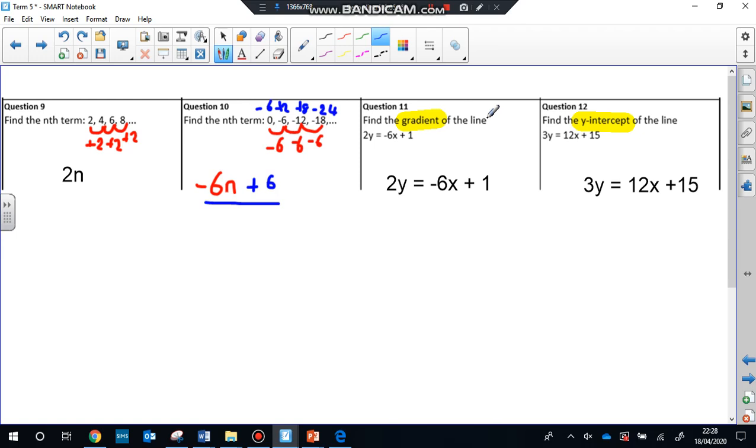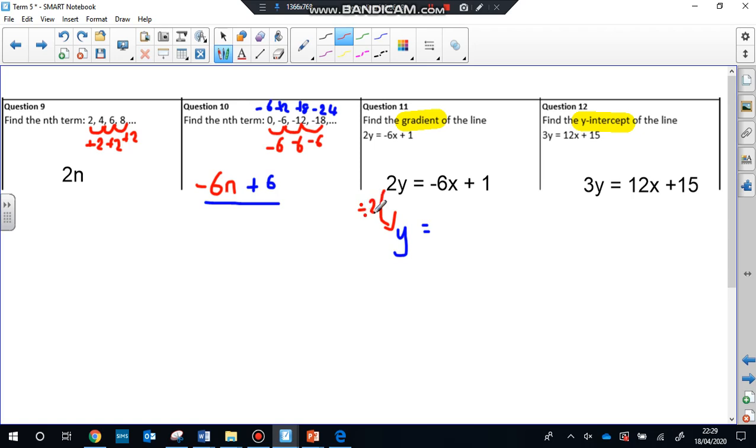So we have learnt that the number in front of the x gives the gradient, but that's only true when we are looking at it in the form y equals some x's plus a number. And at the moment we've got 2y. So what I've got to do is to change this whole equation into y equals something. So how do we get from 2y to y? Well, we would be dividing by 2.